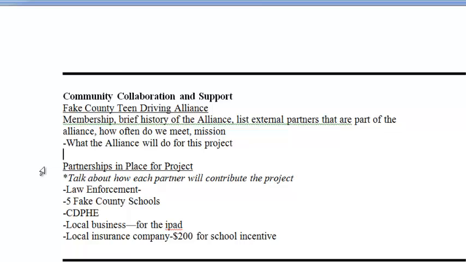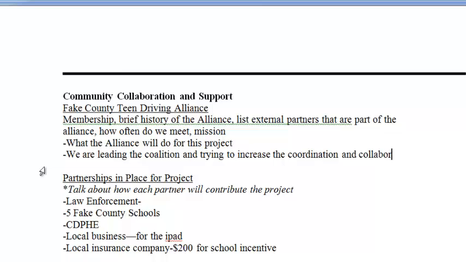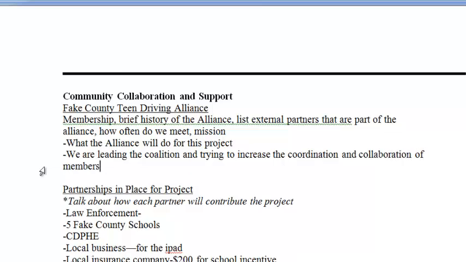And then up here, we definitely, since one of the evaluation criteria is asking if we are going to participate, lead, or plan to establish a coalition, we need to talk about our objective 1 in our action plan, since that is related to that. So we are leading the coalition. Right, and not only leading, but trying to increase the participation. Trying to increase the coordination and collaboration of members. Yes. And then we can just say C objective 1. I like that. Okay, I think that's good.